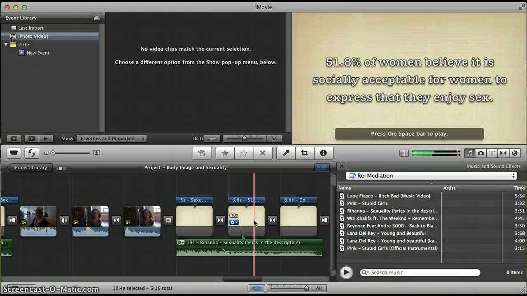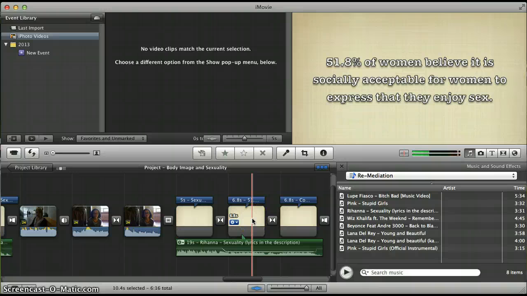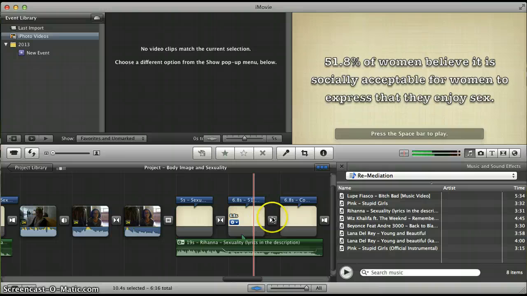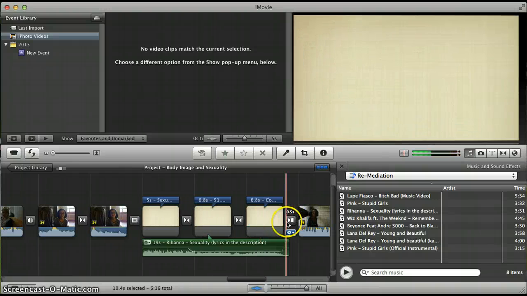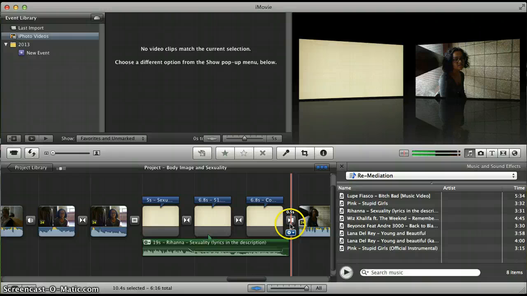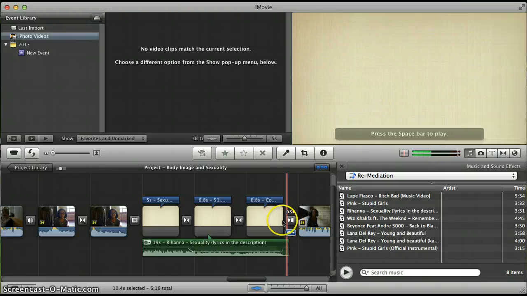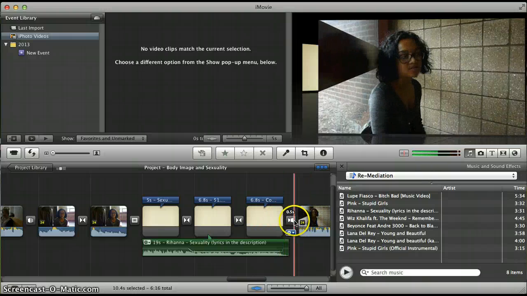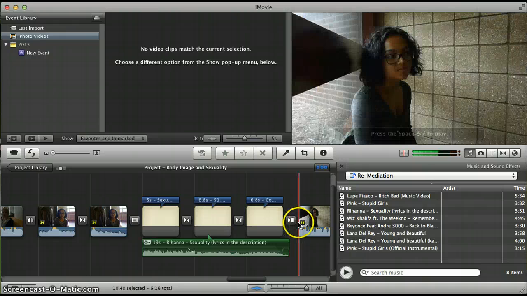You see this as 51% and you're like, oh, okay, that's not such a big deal. And then you skip to this slide, and this is 99.4%. You get that huge contrast between women believing it's socially acceptable for women to express that they enjoy sex and women saying it's socially acceptable for men to express that they enjoy sex. And then I had the same transition again. I really liked this transition for moving between text and interviews, as well as moving between topics such as body image to pop culture to sexuality.